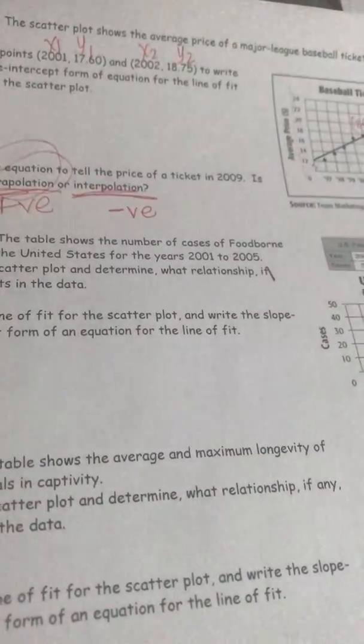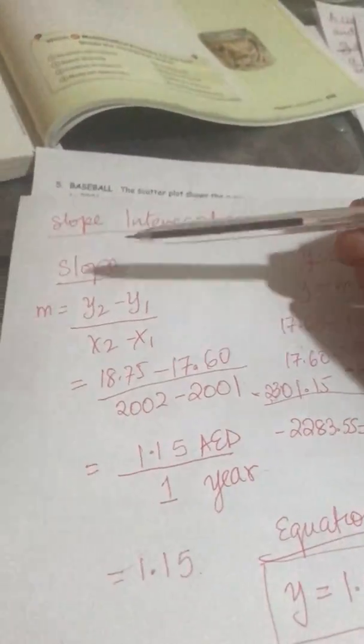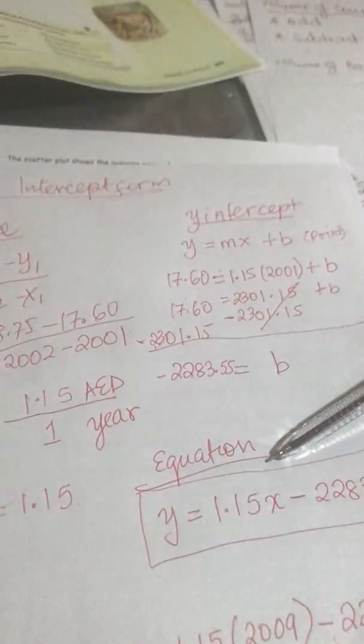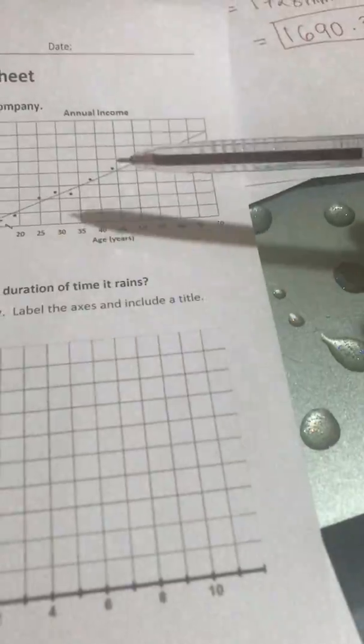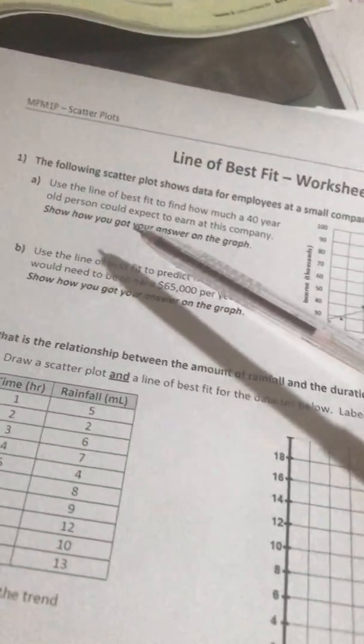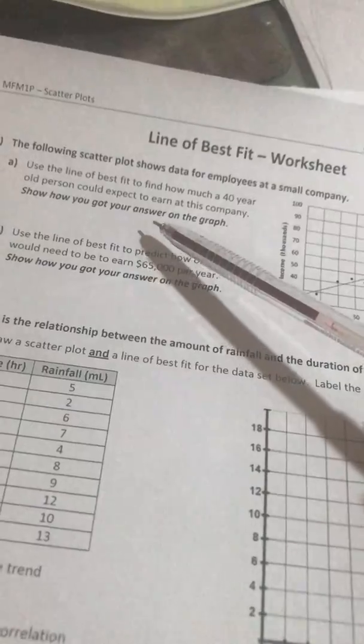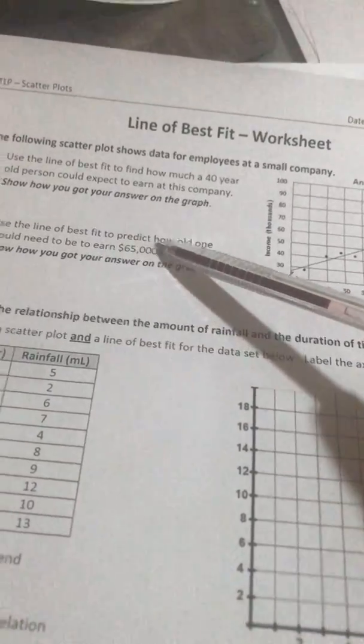Can we move on? Remember, we found slope-intercept form, slope, y2 minus y1, and you do that, okay? Now, they have drawn for us the scatter plot. They've given us the line. They are telling us to use the line of best fit to find how much a 40-year-old person would expect to earn at this company.